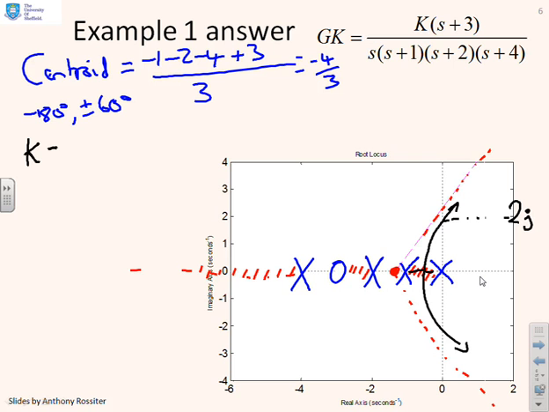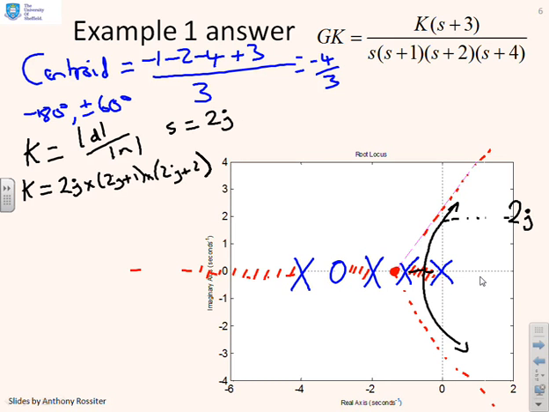So you remember that k was given by the norm of d divided by the norm of n. And I'm going to put in s equals 2j. So, what are we going to get? I'll write it in full this time, and then we might be quicker in future questions. So k is going to be 2j times 2j plus 1 times 2j plus 2 times 2j plus 4, all divided by 2j plus 3, and we've got to remember to put a norm around all of that.